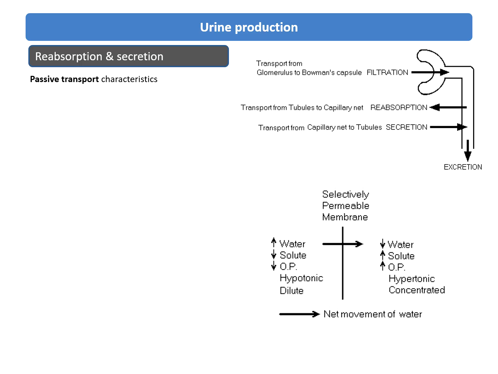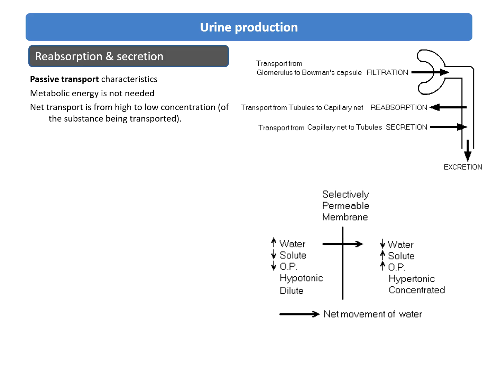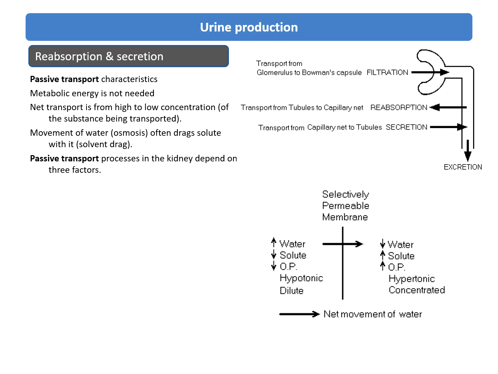Passive transport has certain characteristics. One is metabolic energy is not required. The net transport is from high to low concentration of the substance being transported. Now, that's an important distinction. Movement of water, that is osmosis, often drags solute with it. This is called solvent drag.